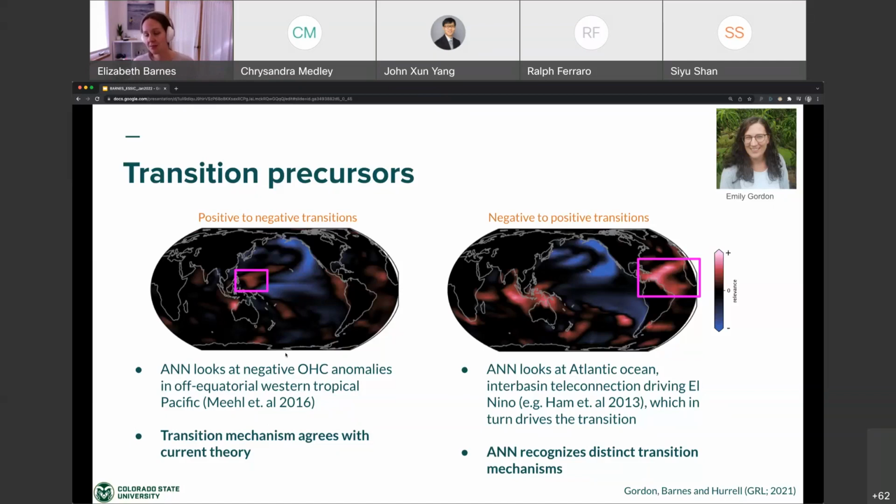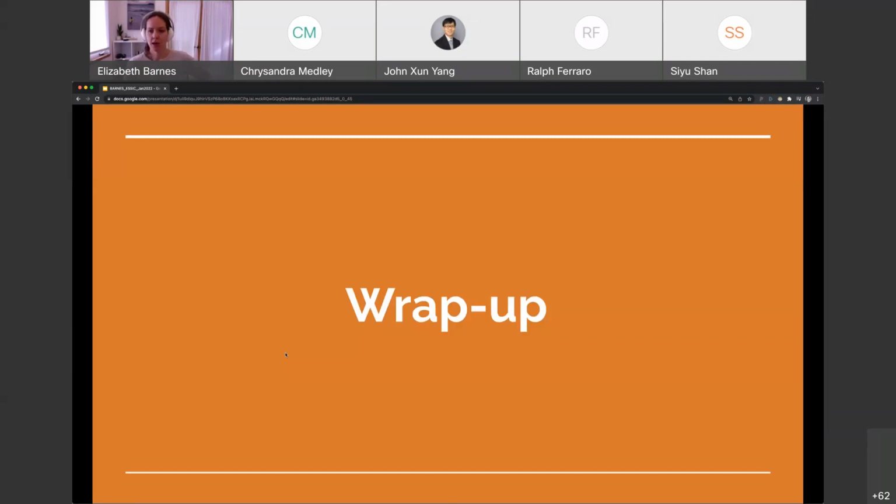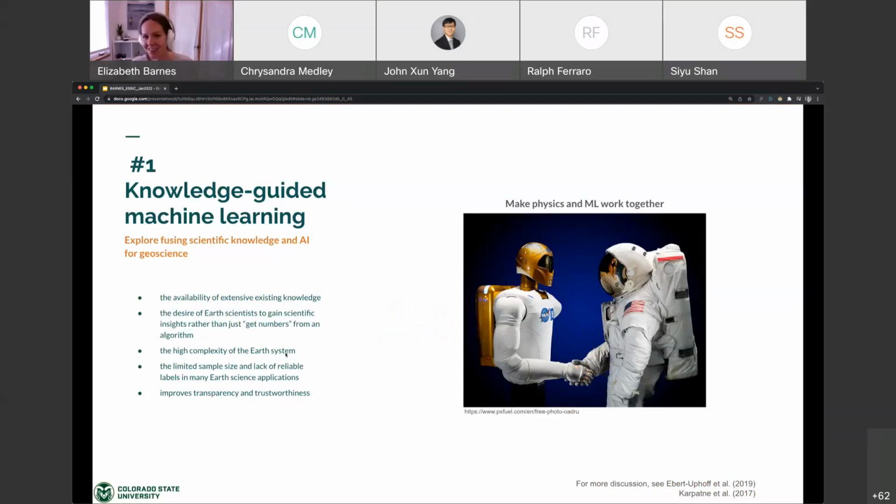Okay, so I'm at my wrap up here. Just to end, I just went through quite a few little examples, but let's zoom out for a minute about AI and climate. So there are a few topics that I think are really exciting right now. One is knowledge-guided machine learning. The idea that as a scientist, why are we throwing F equals MA out the window and just saying, just let the data figure it out? Isn't there a way to fuse scientific knowledge and AI to do better science? And there are a lot of people now thinking about this and how we might do it.